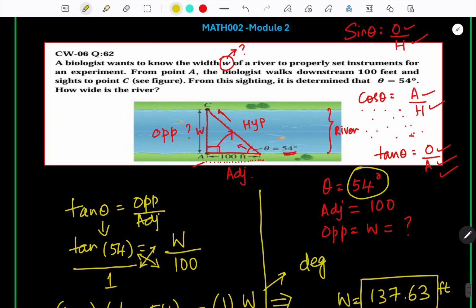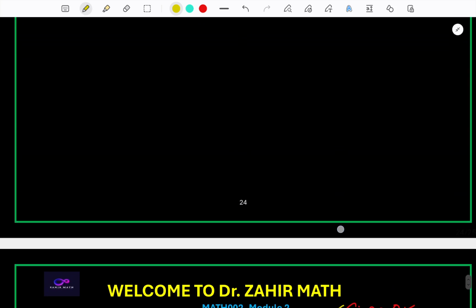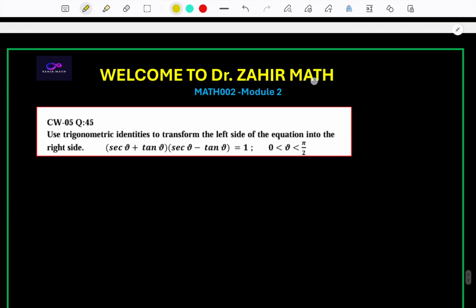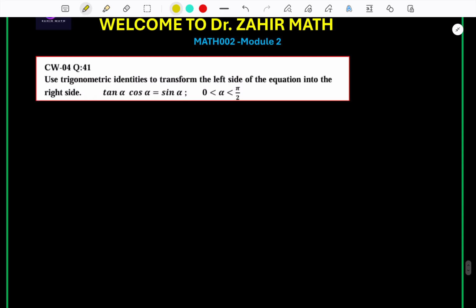Clear? So the main thing is, in the exam you should know whether I should use sine theta or cosine theta or tan theta, whichever is available. Based on that you have to start your work. Right? Yes. Now I'll go to the questions which I left over before. There are two questions. You may find these questions a little bit difficult. Actually it's not difficult, but when you see sine, cosine, you feel a little bit difficult.